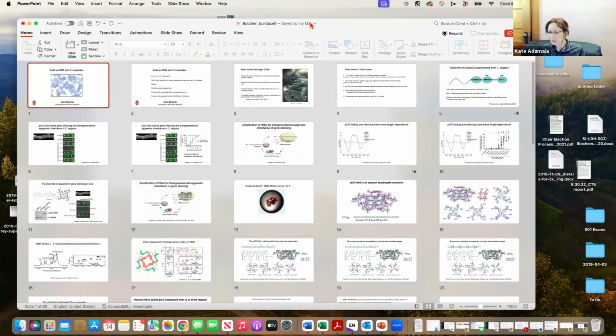Mm-hmm. And a question from Tom. Does the pug fold obey all the same folding rules as regular quadruplexes? For example, are they lithium dependent?